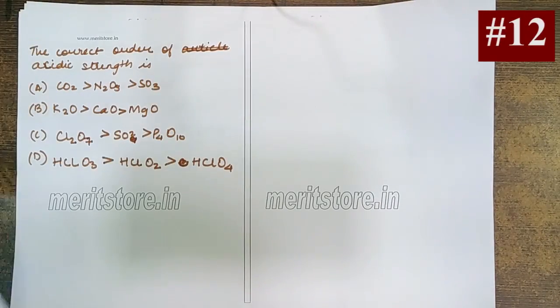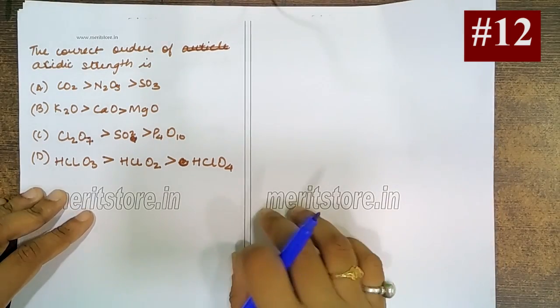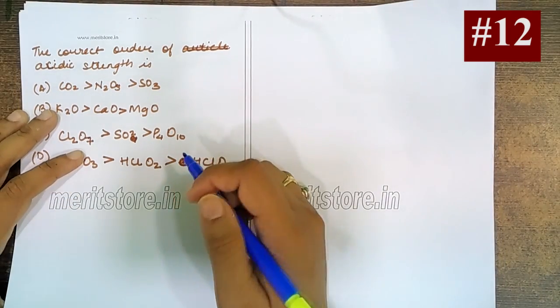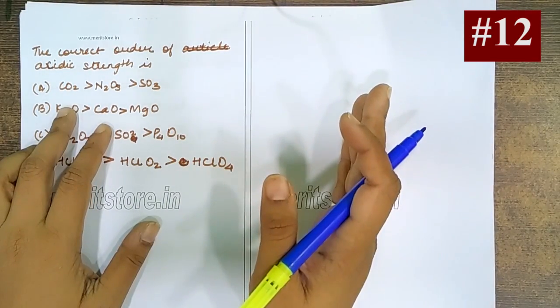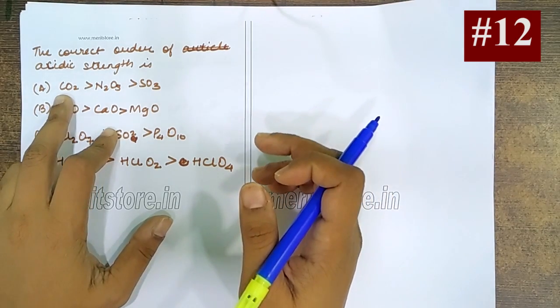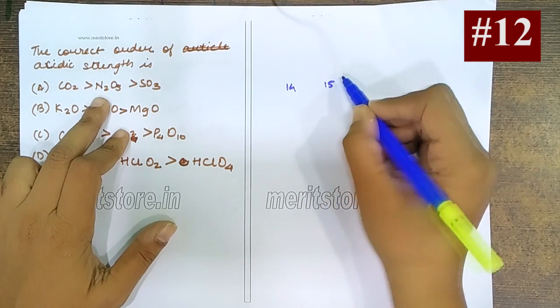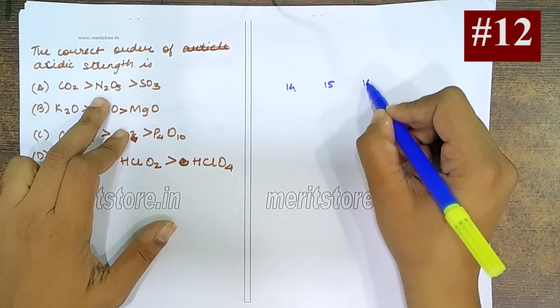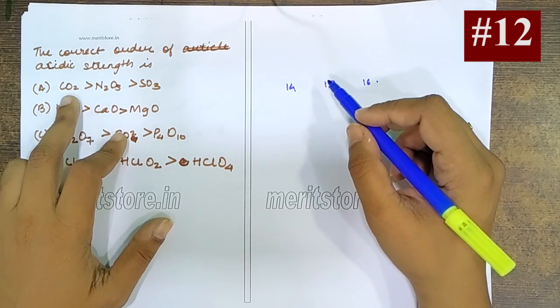The correct order of the acidic strength we have to decide. Now if we talk about the acidic strength, it goes on increasing as we go from left to right in the periodic table, because the non-metallic character increases. So carbon belongs to group 14, nitrogen belongs to group 15 and sulfur belongs to group 16. So here the acidic strength should go on increasing, which is given wrong.